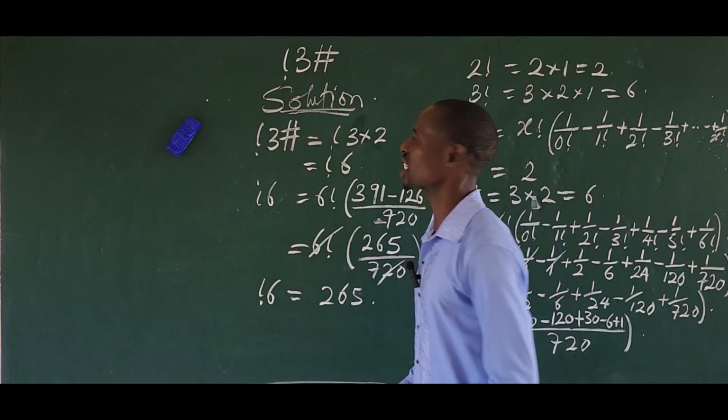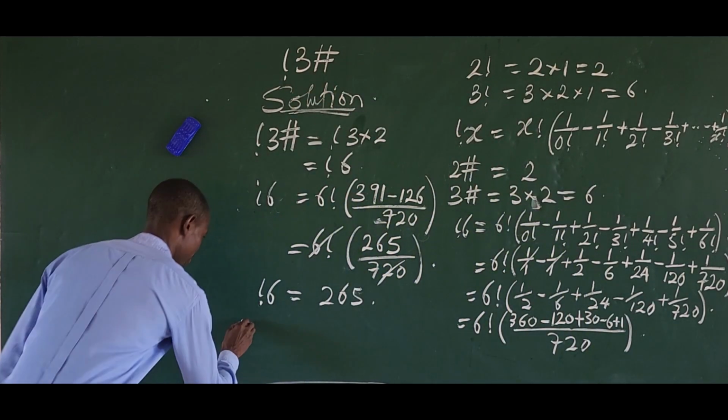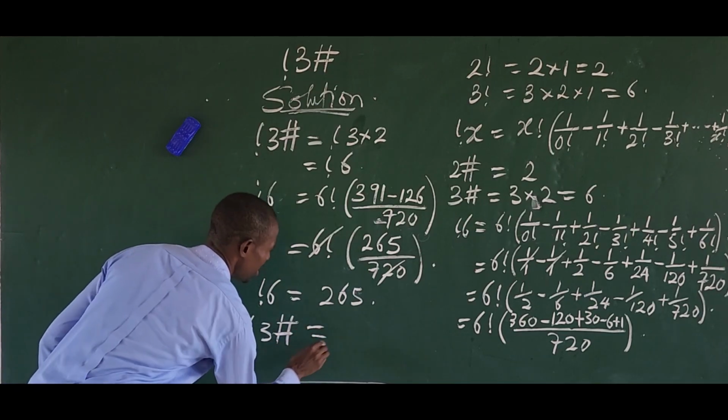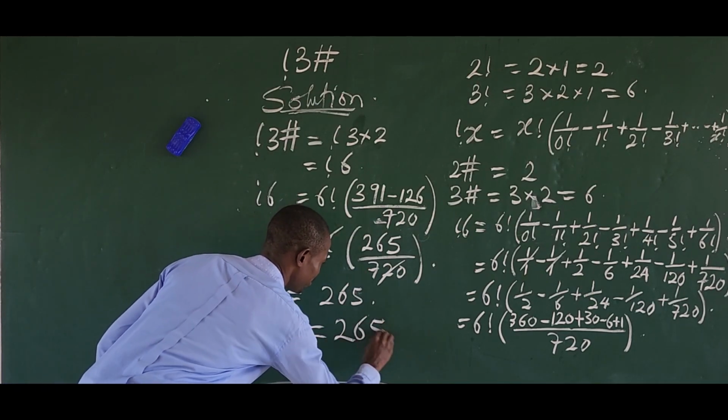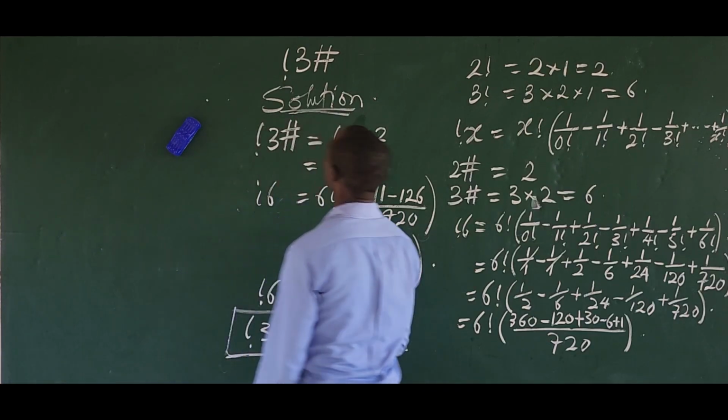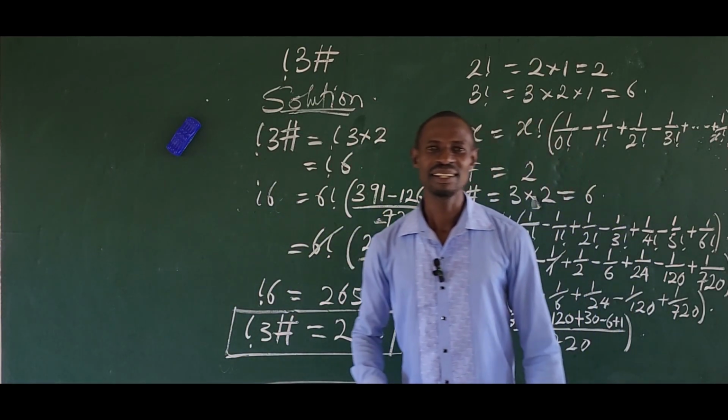So in all, let's come to the original equation which we have here. We have the subfactorial of 3 primo, which will now be equal to 265. So this is the answer when you evaluate the subfactorial of 3 primo.